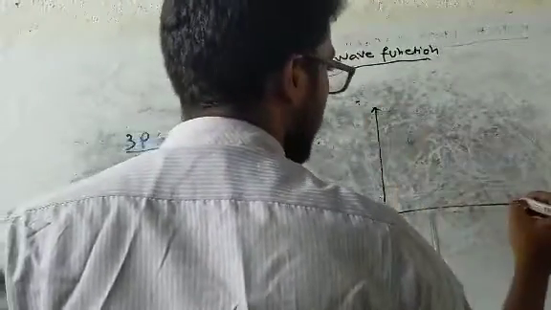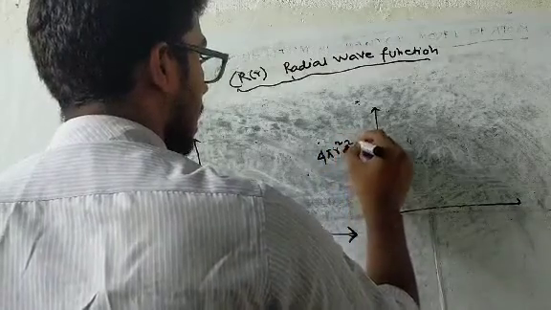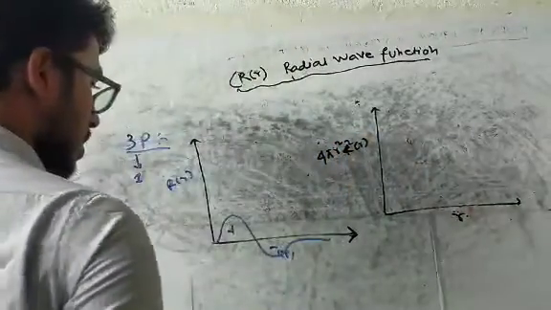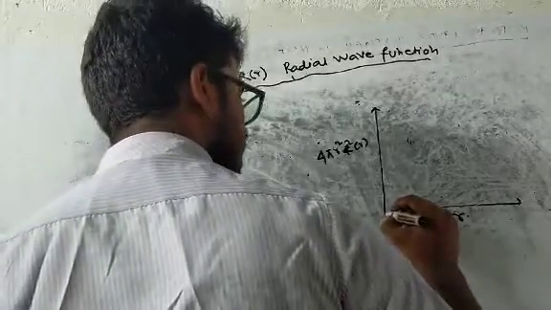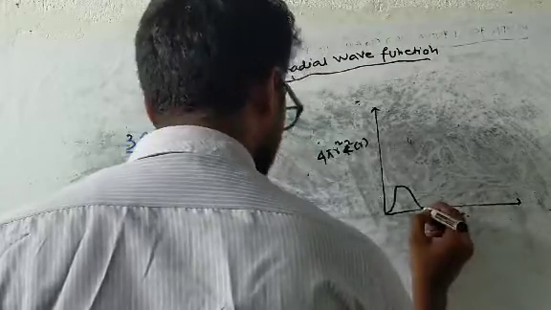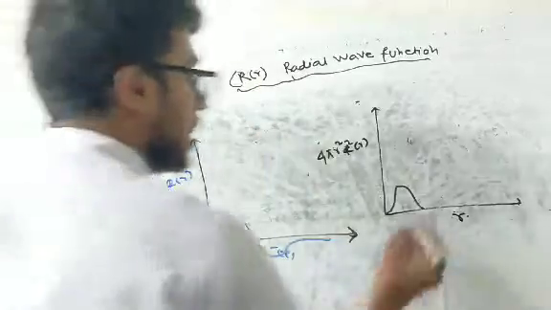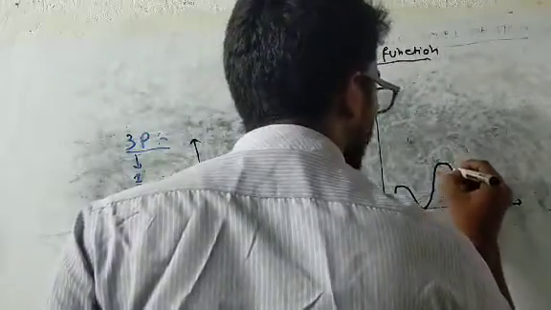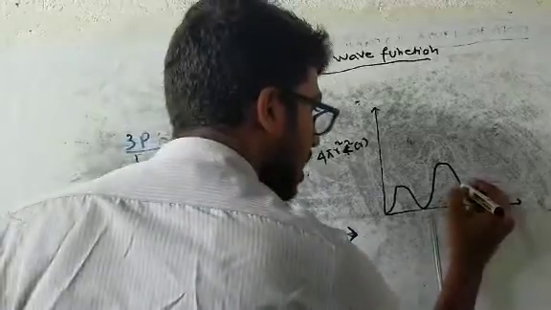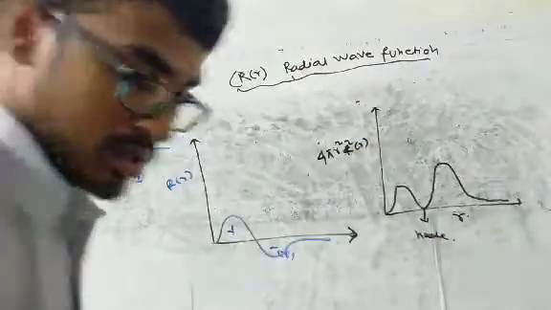Now if I take the square part, 4 pi r square R of r versus r. It will start from the origin and touch the r axis one time, and as I am squaring, the negative part will go to the positive part. As only one node is present, this curve will never touch the r axis again. So this is the node. Okay, this is the node.